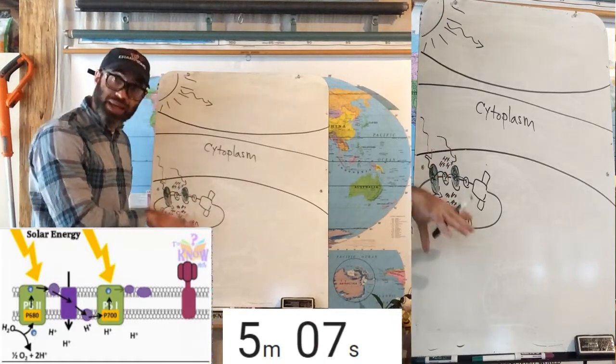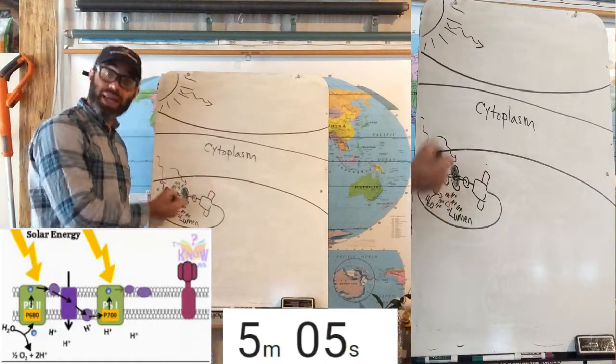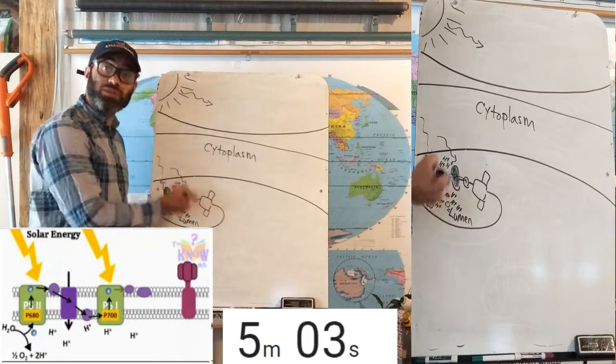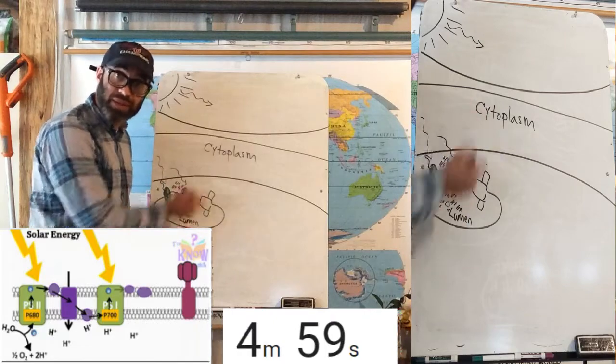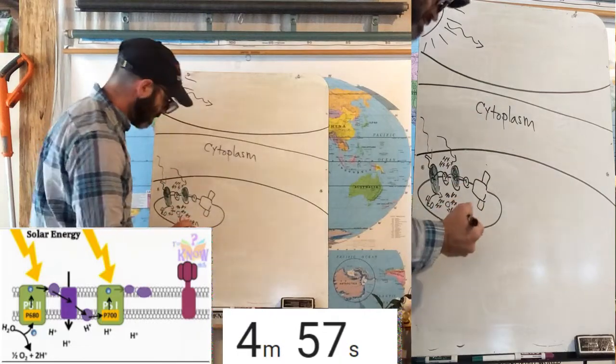So what ends up happening here, water is being broken, electrons are being charged, electrons are being moved, and hydrogen ions are accumulating inside of the lumen of the thylakoid.